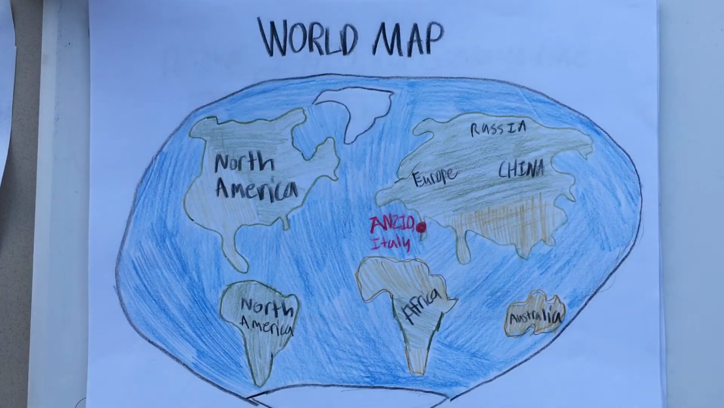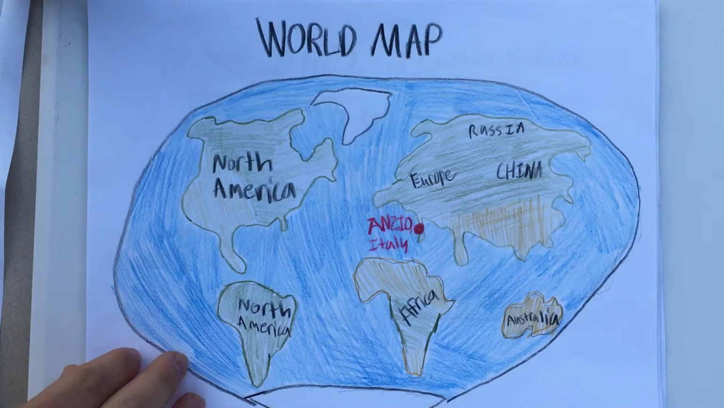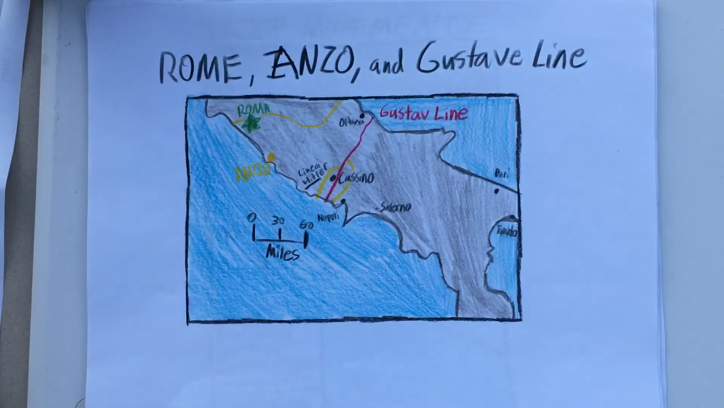Okay. This is a world map showing the exact location of Anzio, Italy. This is a better detailed map that shows Rome, Anzio, and Gustav Line in Italy compared to other surrounding cities.